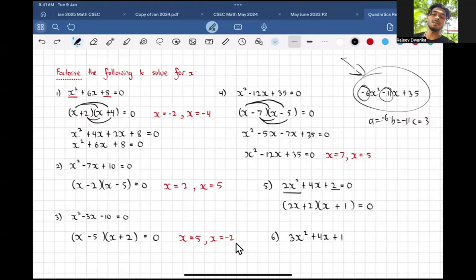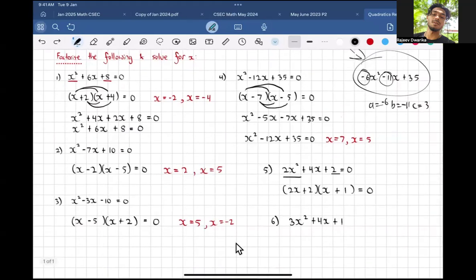So Vade, I want to factorize 3x squared plus 4x plus 1. The first thing I'm going to do is ask myself, what can multiply to get back 3x squared? What by what is 3x squared? How could we multiply to get 3x squared?